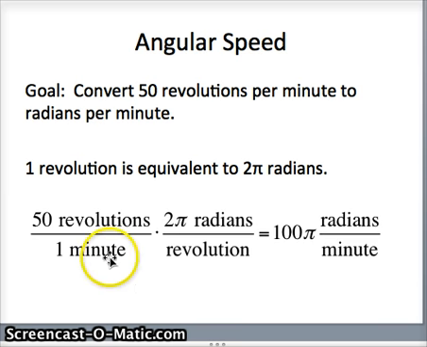50 revolutions per minute times 2 pi radians per revolution. Revolutions cancel. 50 times 2 pi is 100 pi. What am I left with? Radians per minute. That is the angular speed. The angular speed is 100 pi radians per minute.